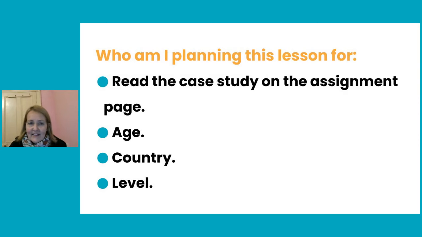Whilst planning for this lesson, read the case study on the assignment page. It's like a little novelette. It tells you the story about the children that you are putting this lesson together for. It tells you how old they are, where they're from, what level they are. So it tells you, you are putting a class together for these specific children. They are 10 to 12 years old. They are from Thailand. Their level is A2. All of this information is in the case study. It is very important because it will put you in the correct place from which to start your assignment. So read that. Take note of it.